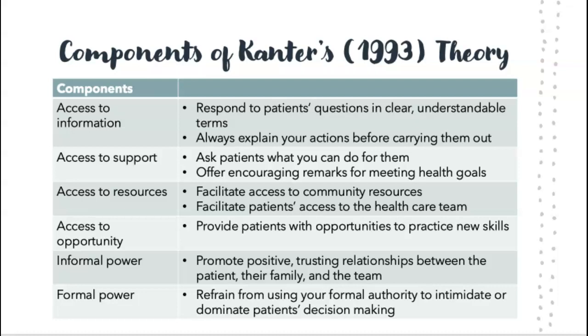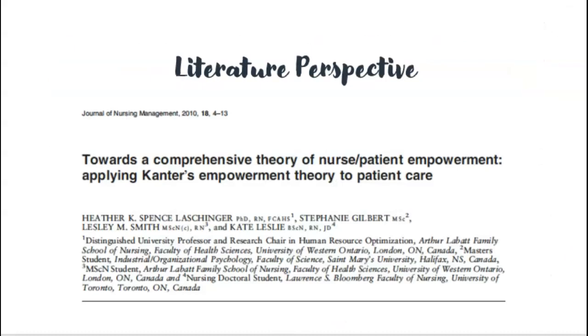Informal power is promoting positive, trusting relationships between the patient, their family, and the team. Informal power is also refraining from using your formal authority as a nurse, because you do have power, to intimidate or dominate patients' decision making. So the following literature perspective, which I will place on eClass, is an example of how Kanter's structural empowerment theory has been applied to the understandings of nursing care.